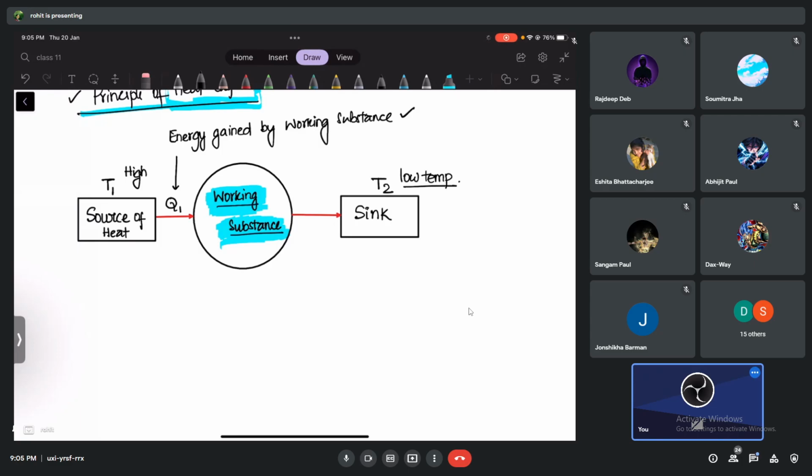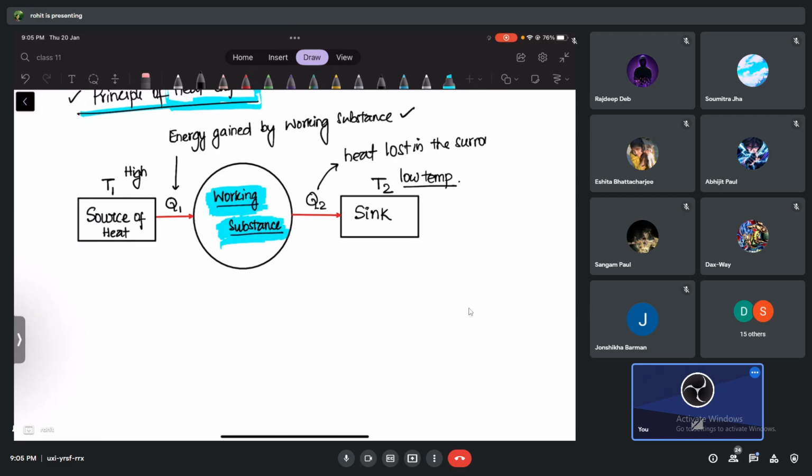And what will happen to this sink, guys? The working substance is going to work, but will the working substance just work, or will some of the heat also be lost in the surroundings? Lost in the surroundings. Let's call it Q2. Can you understand what is Q2? Heat lost in the surroundings.